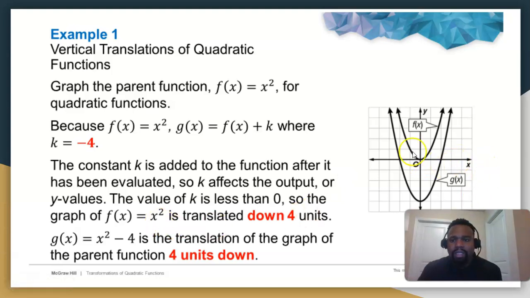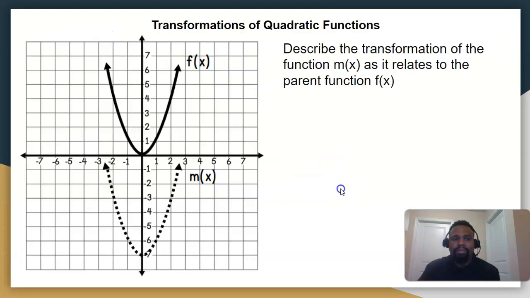This is the parent function f of x. f of x is just x squared, so if you graph x squared, it's a parabola that crosses your origin at 0. So your y-intercept is going to be 0. This is the parent function, and this is g of x. Notice what's happening here: I move down 4 units. So this shows a vertical translation of 4 units down.